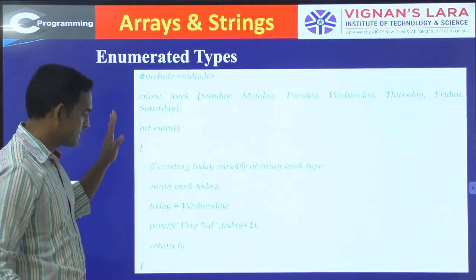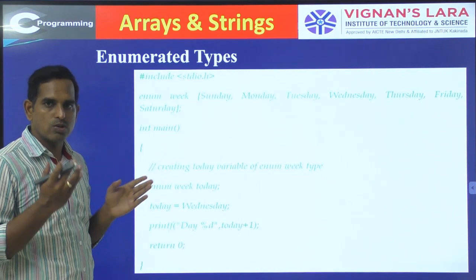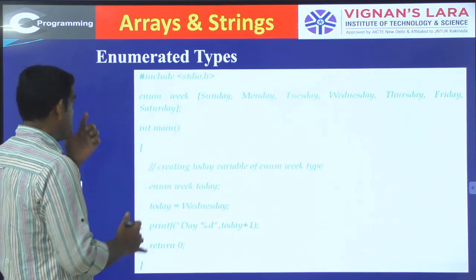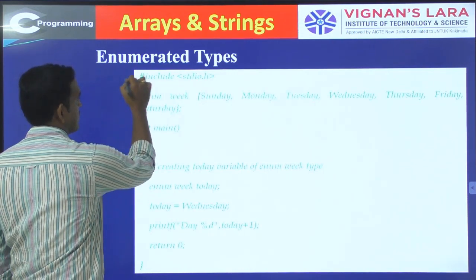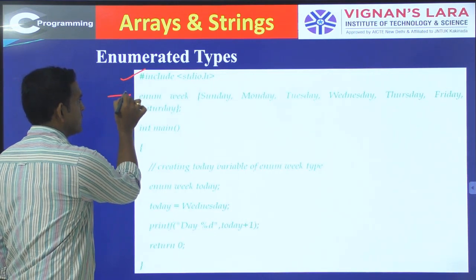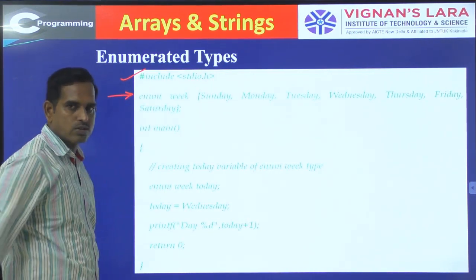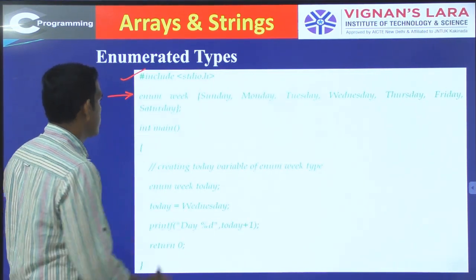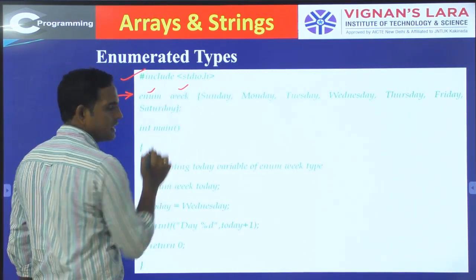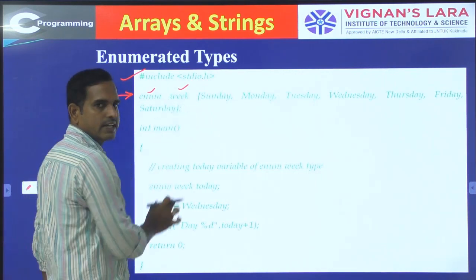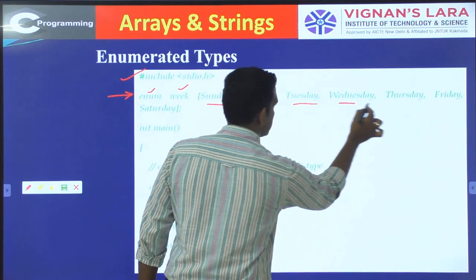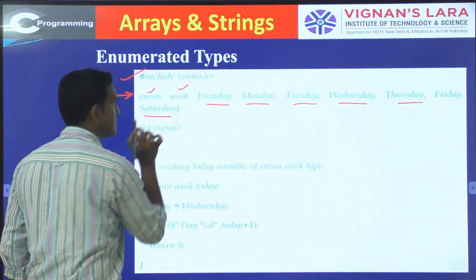So this is a complete example of enumeration, that is how to create an enumeration and how to use that enumeration. Here you have taken your #include <stdio.h>. You can write your enumeration above the main also. Then you have written the enum keyword week, that is you are creating the week enumeration. Then you start with Sunday, Monday, Tuesday, Wednesday, Thursday, Friday, Saturday.